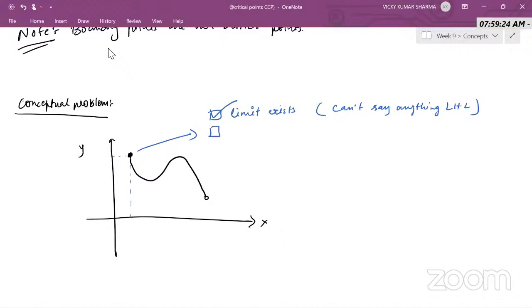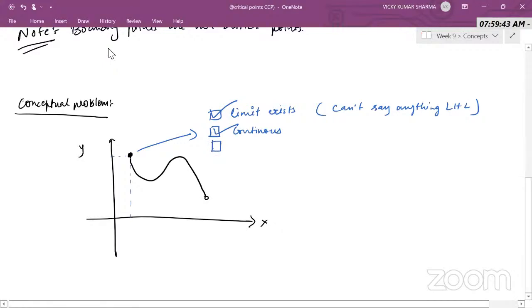Is this continuous at this point? Yes, it is continuous. That is something you can make a note of. It's continuous because the limit value is the same as the functional value. You understand, right? Yes, sir.